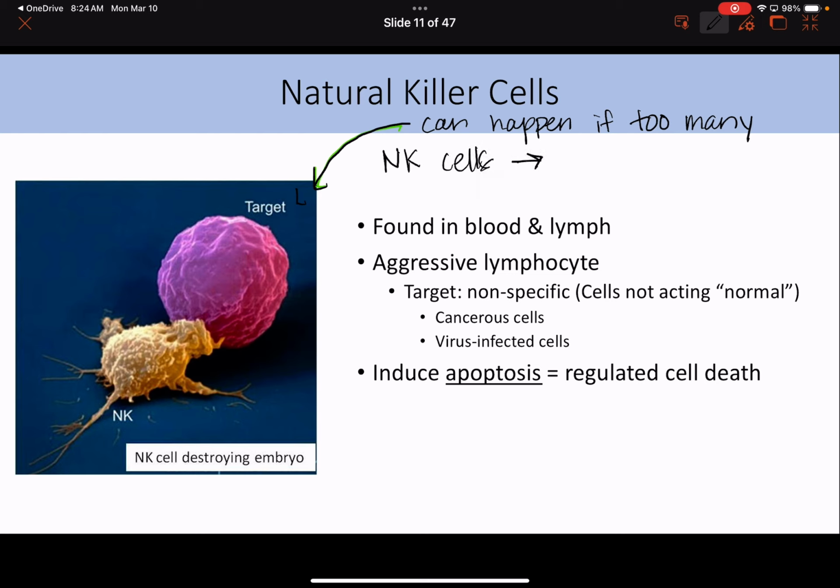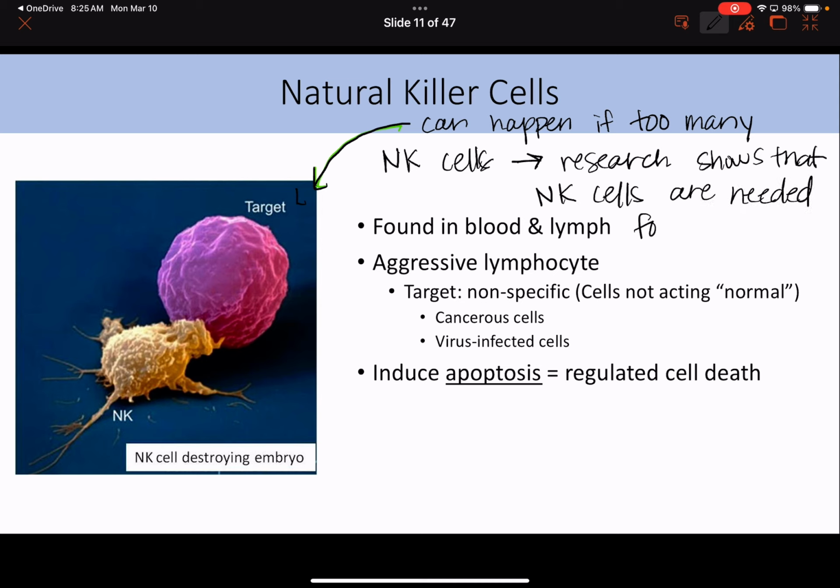But what's really interesting is that research shows that natural killer cells are needed for a successful pregnancy. So we need natural killer cells for the first part of pregnancy and development because they release certain chemicals that help with the process. But if we have too many of them, they can be overreactive and attack the embryo itself. So there has to be a balance in that.